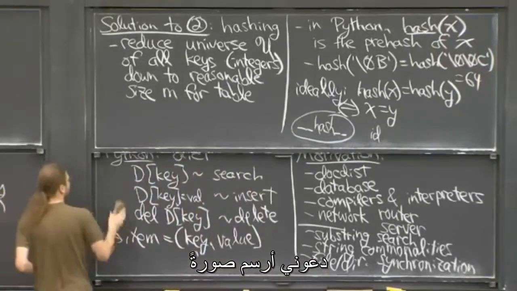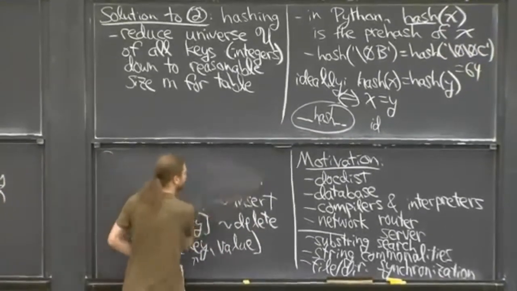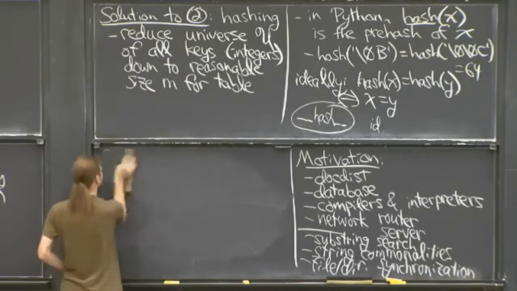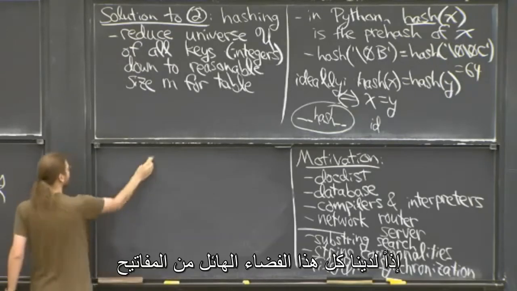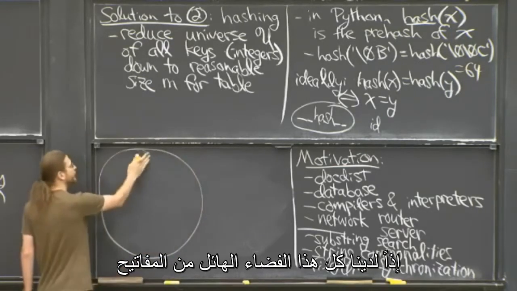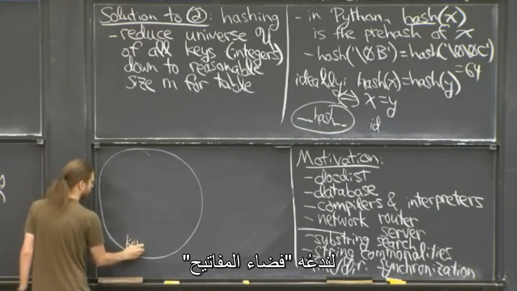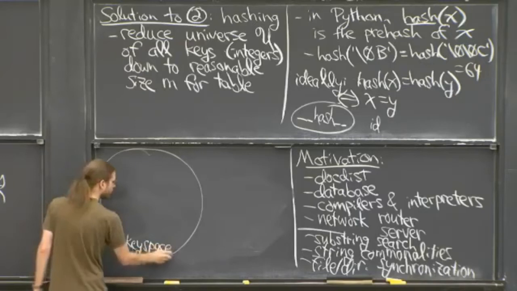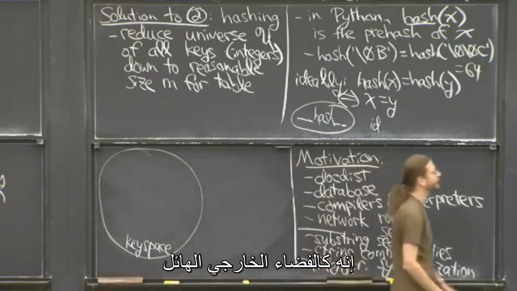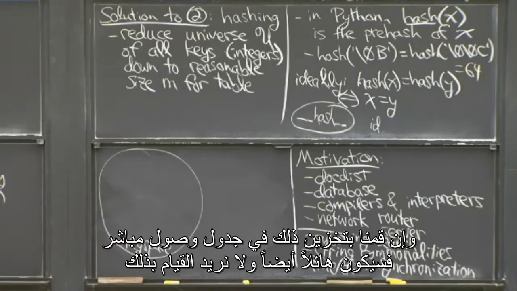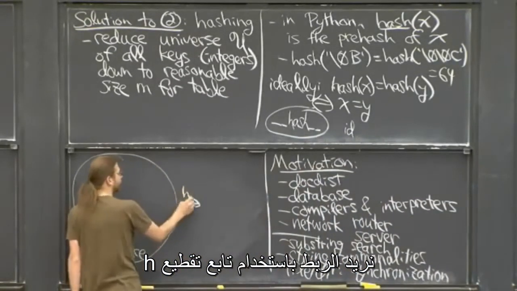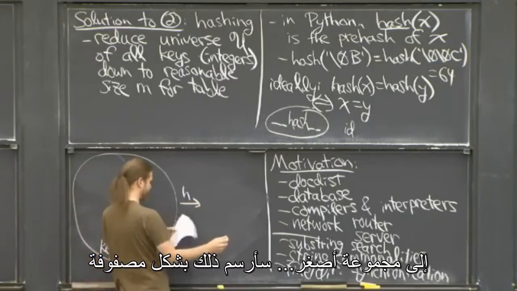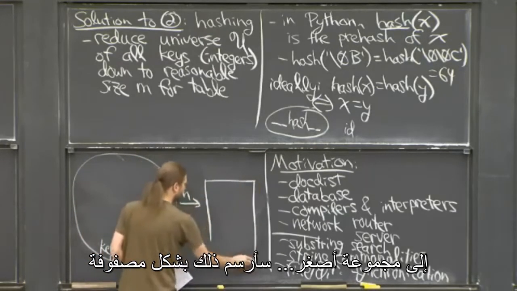Let me draw a picture of that. So we have this giant space of all possible keys. Call this key space. It's like outer space, basically. It's giant. And if we stored a direct access table, this would also be giant. We don't want to do that. We'd like to somehow map, using a hash function, h, down to some smaller set. How do I want to draw this? Like an array.